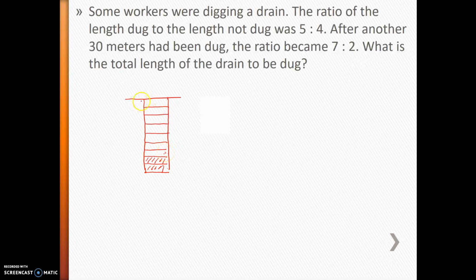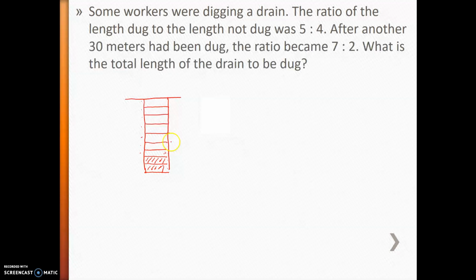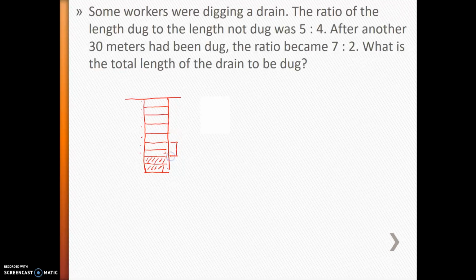Now I have a ratio of 1, 2, 3, 4, 5, 6, 7. 7 dug and 2 not dug. Well, that's kind of cool. Now I'm at the right ratio. So I just dug down 2 more units, didn't I? And then it says after another 30 meters had been dug. So those 2 units that I just dug must equal 30 meters.